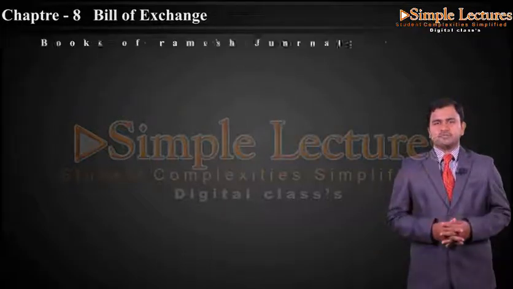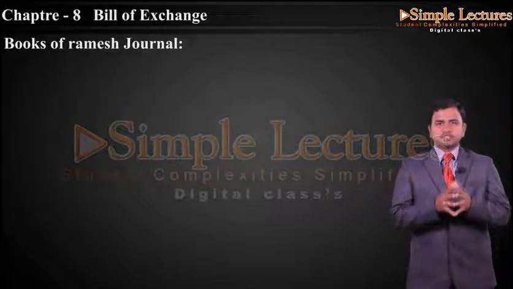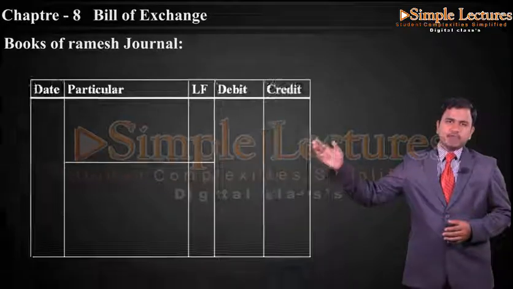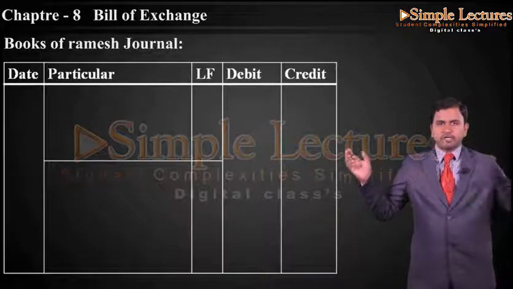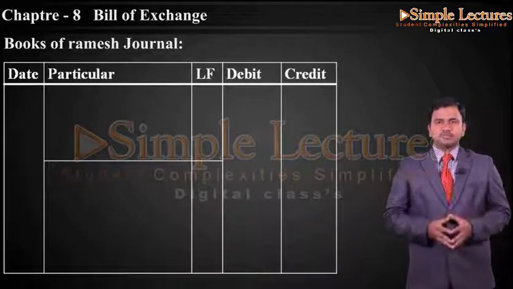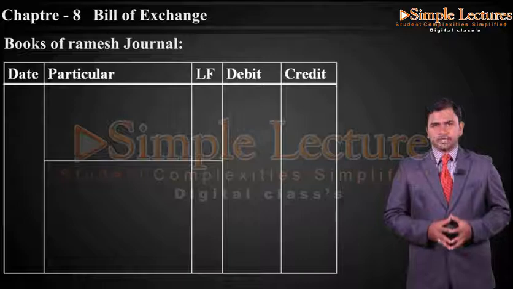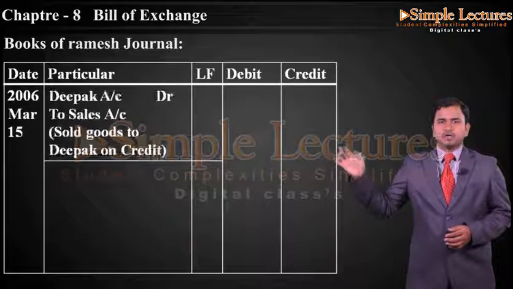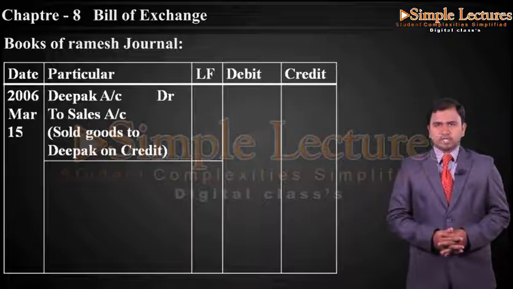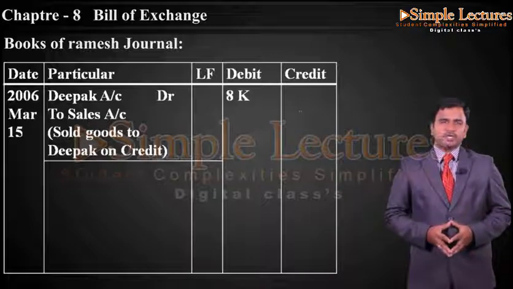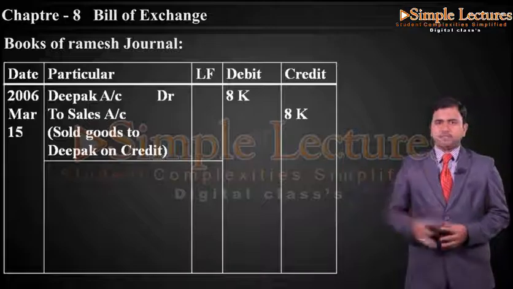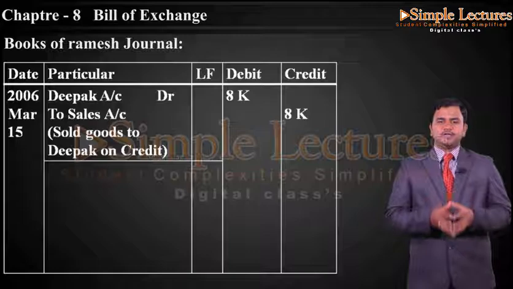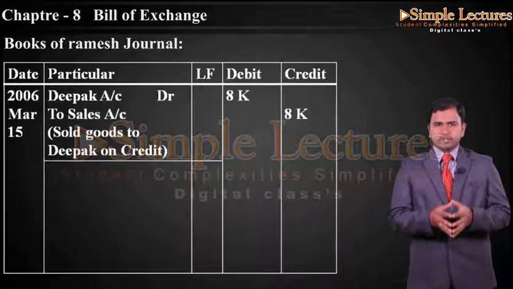So when coming to the books of Ramesh, we are going to record the sales which is on credit, and the entry will have date, particulars, ledger folio, debit amount and credit amount. The first entry will be for the sales made on credit, and the date will be 15th March 2006. Deepak account debtor to sales account 8,000 debit and 8,000 credit, and the narration will be goods sold to Deepak on credit.